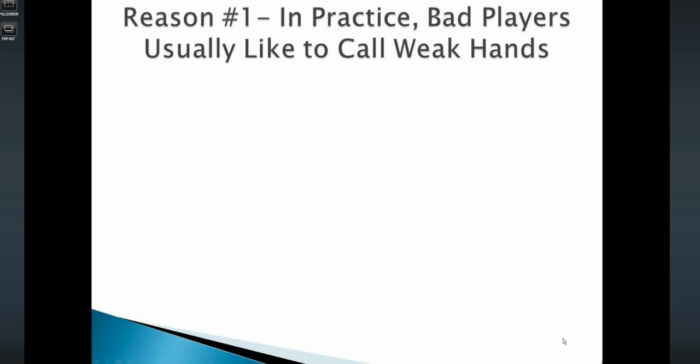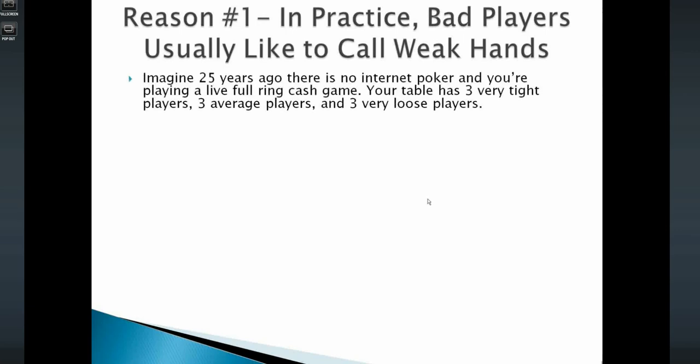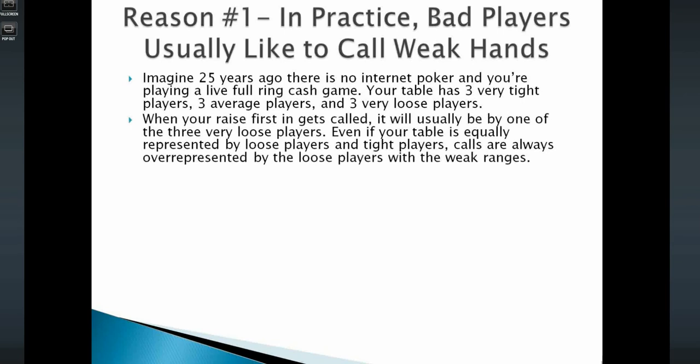Reason number 1. In practice, bad players usually like to call weak hands. Imagine 25 years ago there is no internet poker and you're playing a live full ring cash game. Your table has 3 very tight players, 3 average players, and 3 very loose players. This is what poker actually probably looked like 25 years ago. When your raise first in gets called, it will usually be by one of the 3 very loose players.